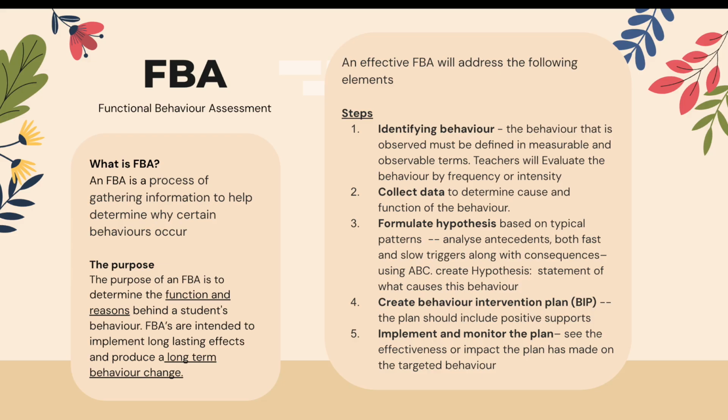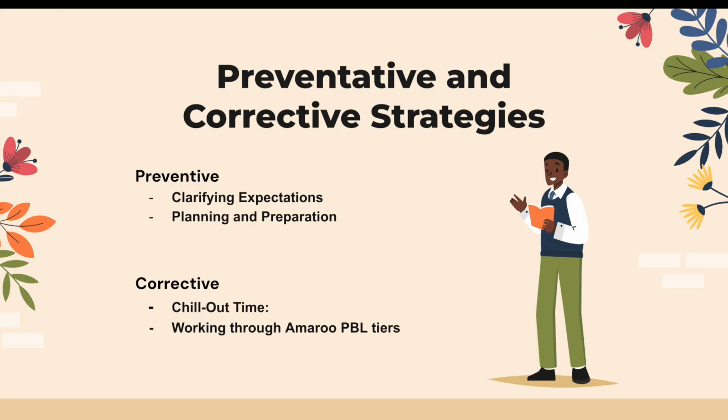Number 2. Collect data to determine the function of the behaviour. Number 3. Formulate a hypothesis based on typical patterns. And number 4. Create a behaviour intervention plan, or a BIP. And number 5. Implement and monitor the plan and see the effectiveness or the impact the plan has made on the targeted behaviour. An effective FBA will have the support team of adults including teachers, parents or guardians and other required professionals.